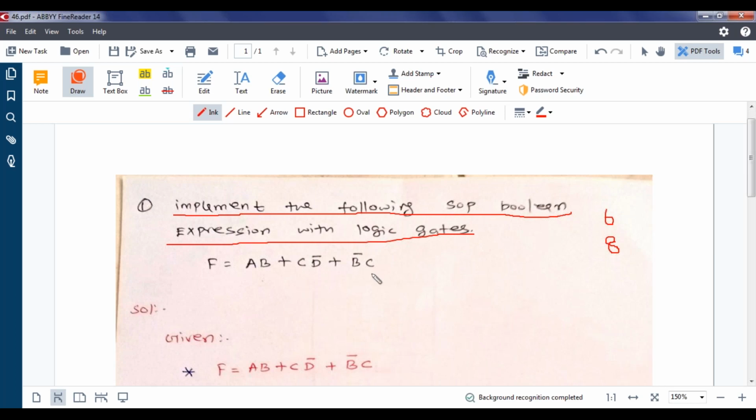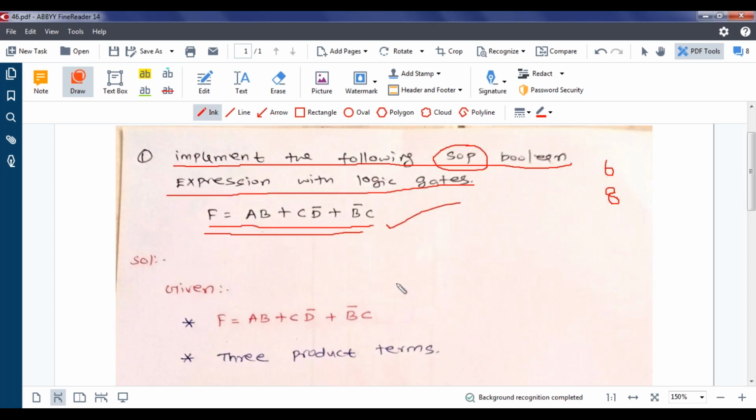So this is the given Boolean expression. Please take down capital F, that is the Boolean function, capital F equal to AB plus CD bar plus B bar C. This expression is in SOP form. Now we want to implement this Boolean expression with the help of logic gates. I'm moving into the solution part.